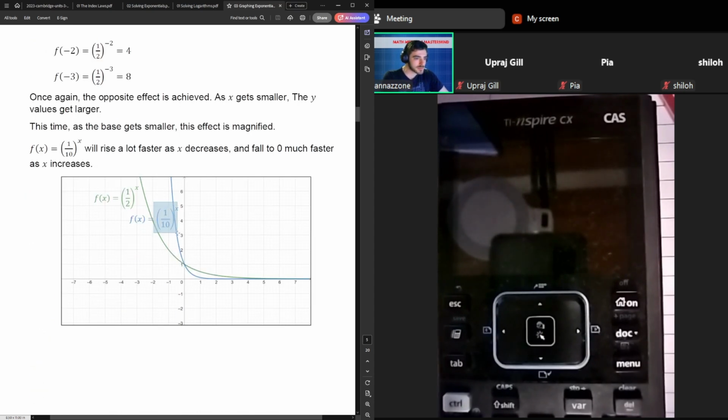Once again, if you have different bases, you'll see that effect worse. So essentially, as your base gets closer to 0, the effect is magnified. So you're getting the same effect as if I had said base of 10.